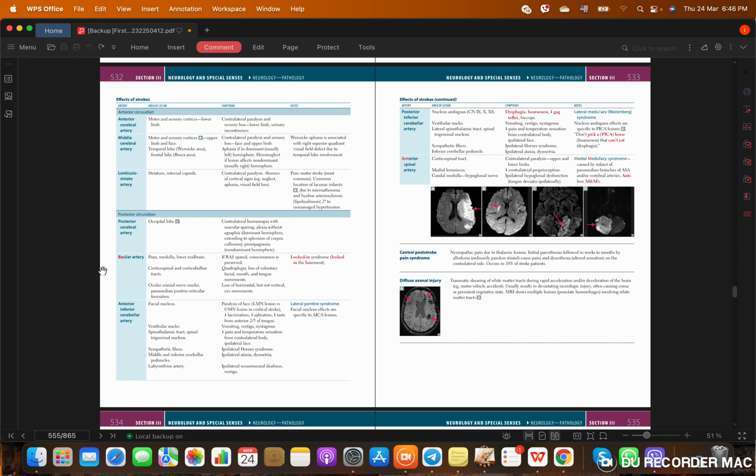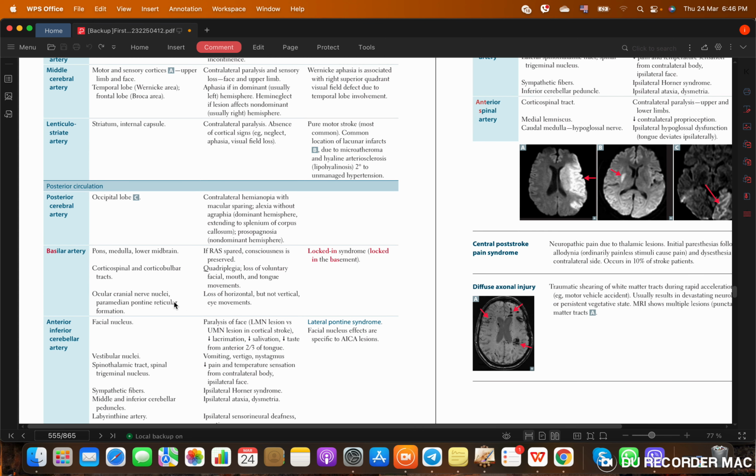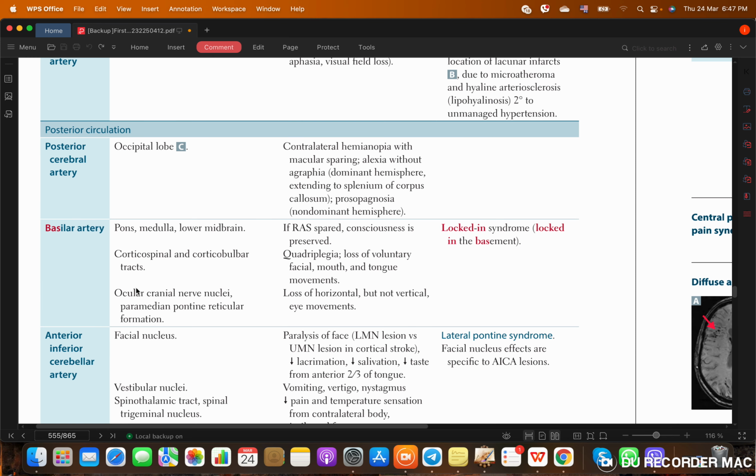3 and 4. Nice. Basilar artery. Cool. Basilar supplies, well, it goes through the pons, medulla, and the lower midbrain. This is useless. Why? Because you need an exact area. So which exact area of the brain is solely supplied by the basilar artery?